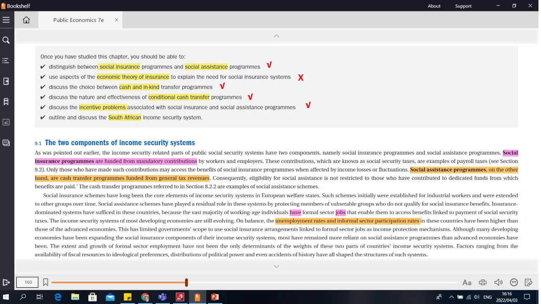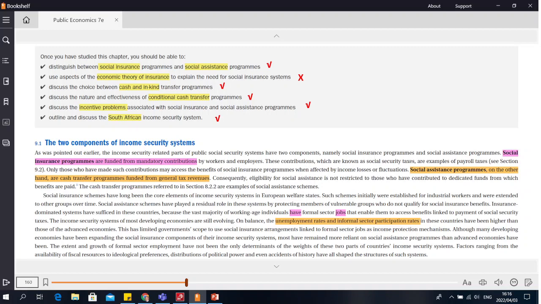What's important for you is to discuss the incentive problems associated with social insurance and social assistance. For example, if someone gets a grant, do they work less? So do we affect the labor market through the social insurance system? And then how does it look in South Africa? You should be able to briefly describe the South African income security system. I think most of us have a very good idea of that because it's in the news all the time.